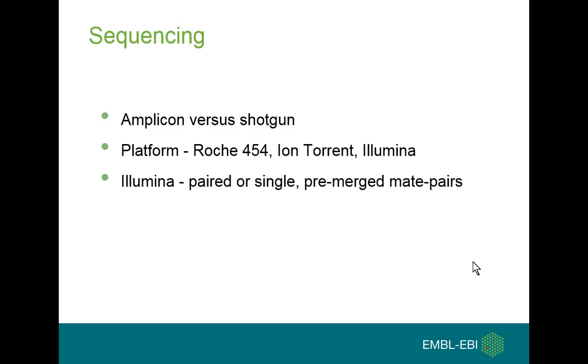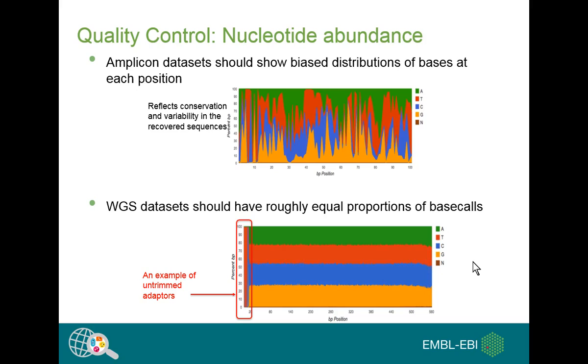The sequencing platform makes a huge difference. The length of reads and what you expect, and even if you just say Illumina, is it paired or single end? Have you pre-merged the mate pairs? All of this really matters and is absolutely key to the downstream analysis. And if you want to use other people's data, you need to know this.